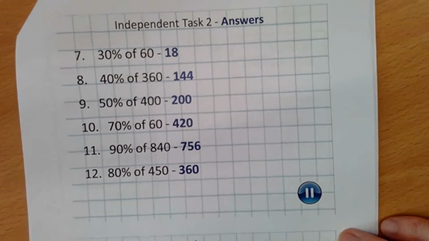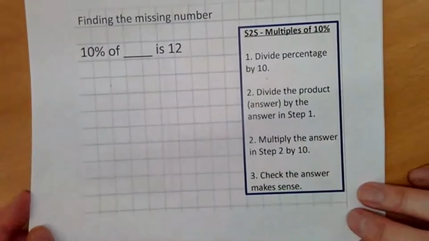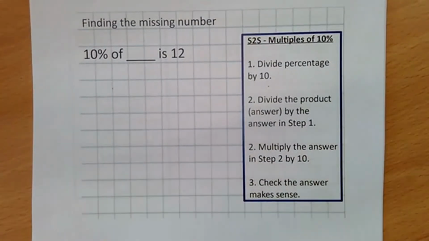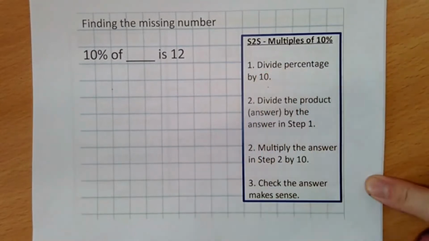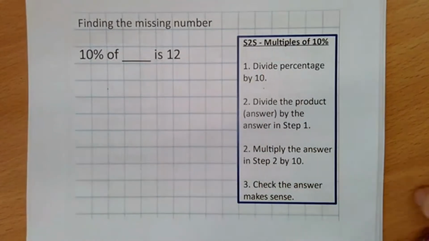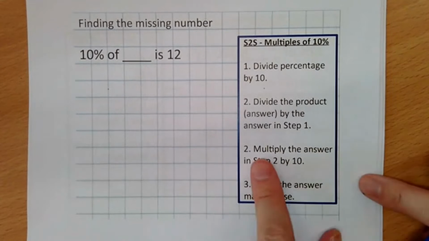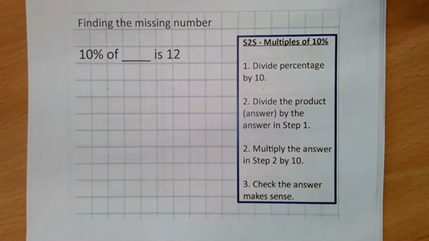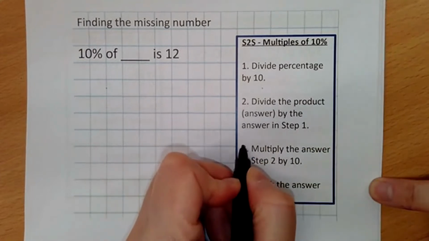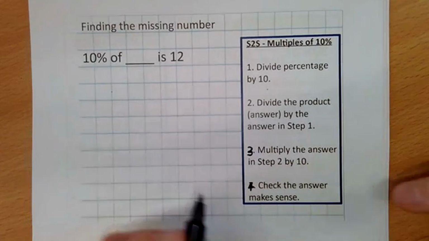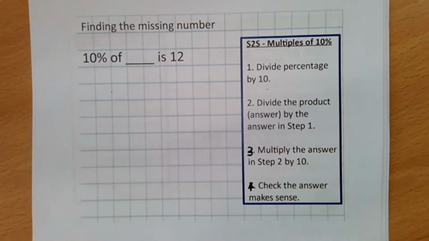Fantastic. Okay, and here we are now going to continue to find the missing number. So here we have divide percentage by 10. Step 2, divide the product or the answer by the answer in step 1. Number 3 is multiply the answer in step 2 by 10, and then check the answer makes sense.